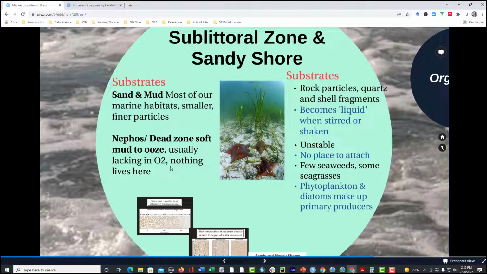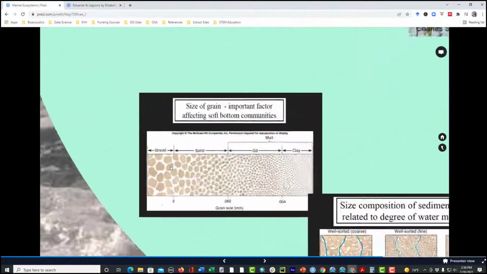So there's very few seaweeds, unless they can attach to a rock of some sort. There's also some seagrasses, and there's actually more prevalence of those seaweeds and grasses because they can attach to rocks and move around a bit more. The phytoplankton and diatoms are going to make up most of the primary producers in this region.